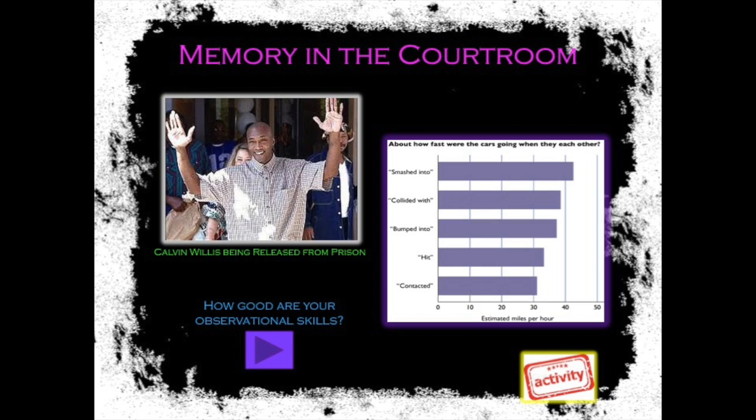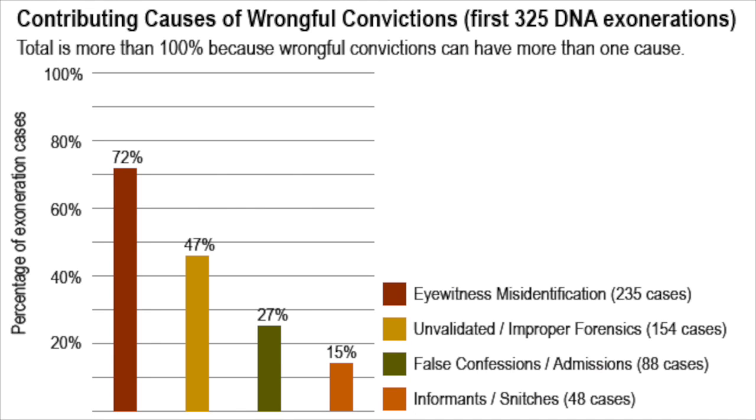So we know that our memory is imperfect and certainly fallible. So then how much should we rely on memory in the courtroom? Well, this is Calvin Willis. He was accused of rape after 2 different people identified him. He spent 21 years in jail until DNA testing came out and proved that it wasn't him. He didn't commit that rape.